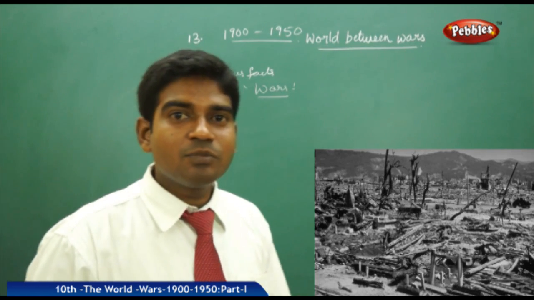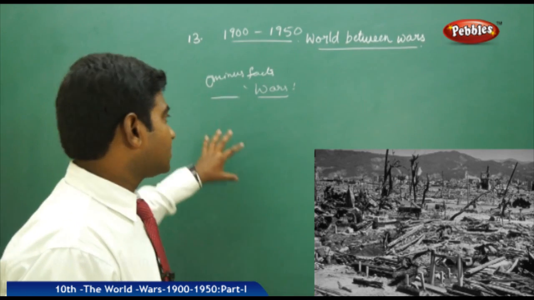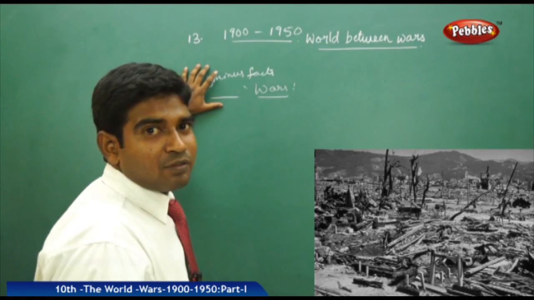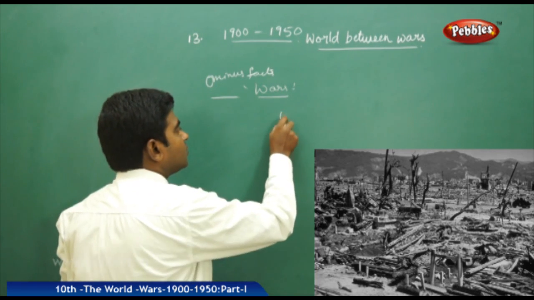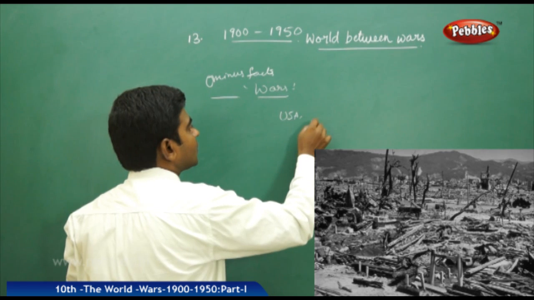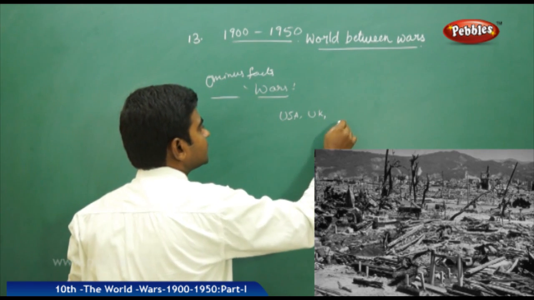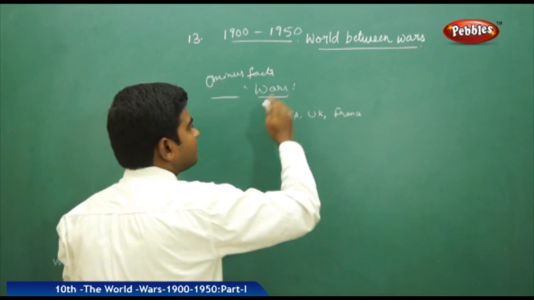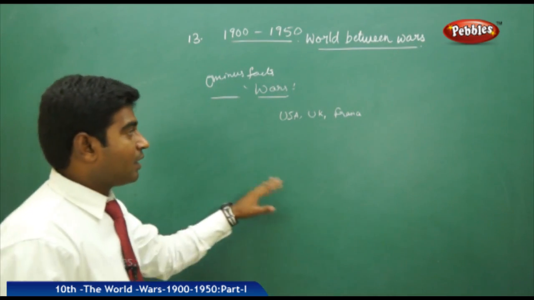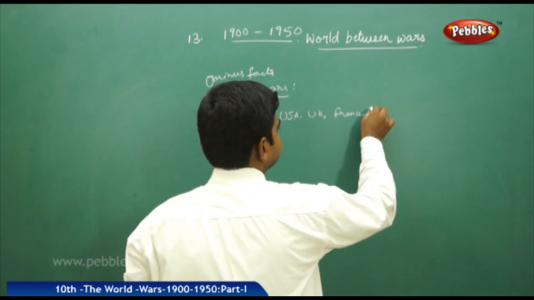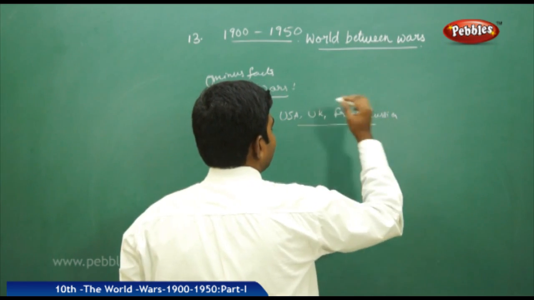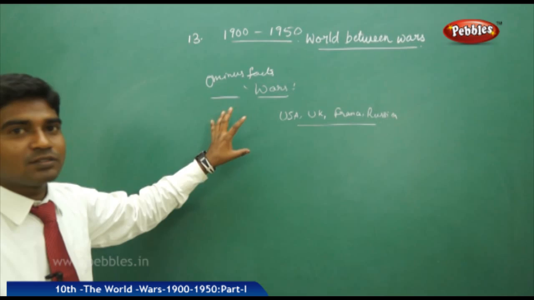You have to understand them very clearly, because during the war period, the Western countries, starting with USA, UK, France, are the main key countries. Other countries, like Russia, played a vital role in the world wars.